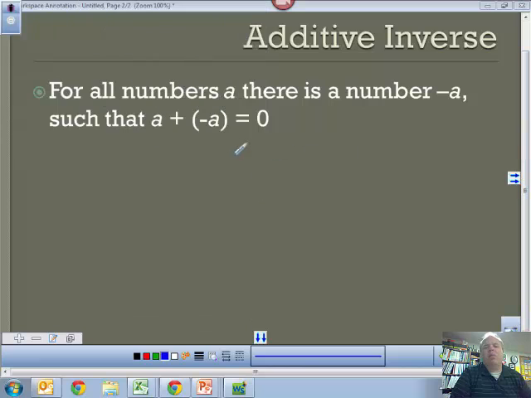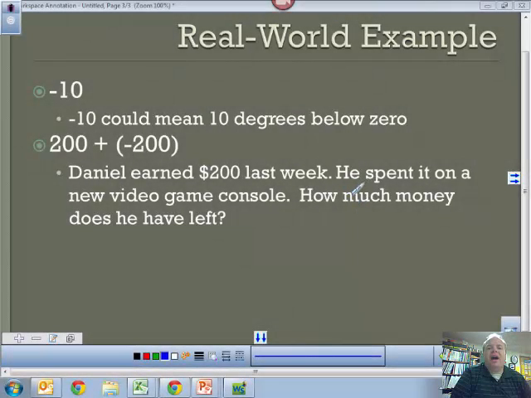Okay, well, here is one of the official definitions of the additive inverse. And it says that for all numbers A, which is just simply a variable, a placeholder, there is a negative A. Okay, there is the opposite of that, such that A plus the opposite, a positive plus a negative, equals 0. Okay, this is all the additive inverse is. So when I talk about the additive inverse, all I'm talking about is a number plus its opposite, and that's going to equal 0.